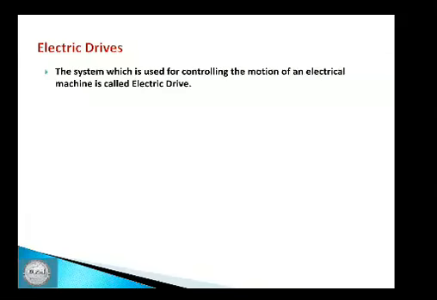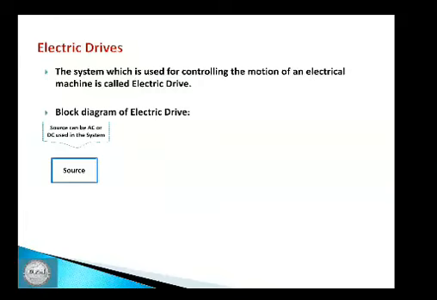Electric drives. The system which is used for controlling the motion of an electrical machine is called electric drive. Block diagram of electric drive. Source can be AC or DC used in the system. Single phase or 3-phase 50 Hz AC is mostly used in drive system in India.